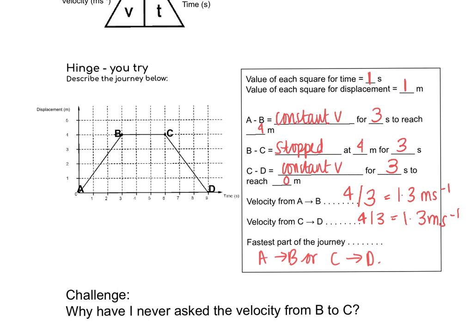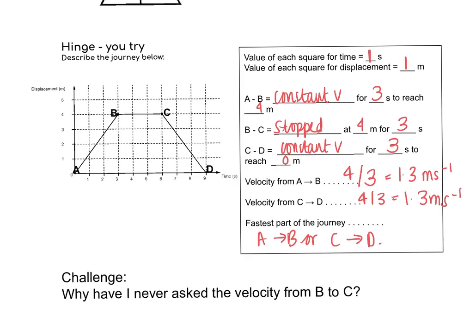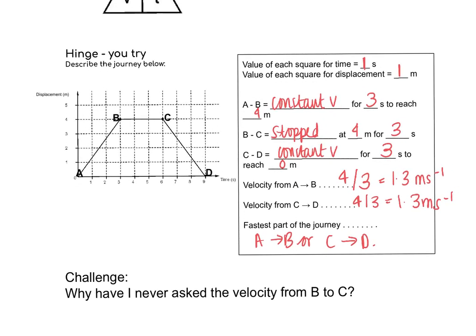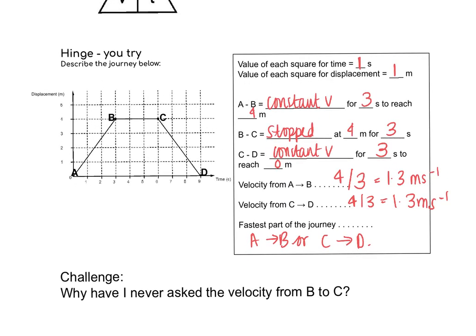And your challenge question, why have I never asked the velocity from B to C? And that is because in all of these graphs, or at least in the majority of them if I've done it correctly, our item is stopped. There is no velocity. The velocity would just be 0. So would the overall velocity for the majority of these graphs because most of them end at the same point that it started.